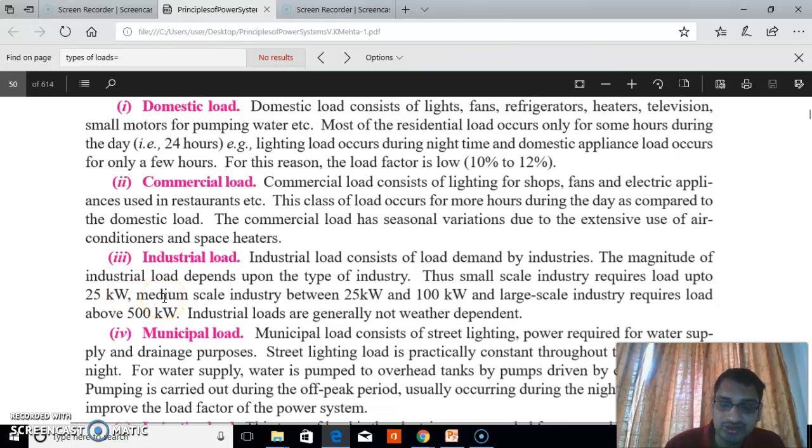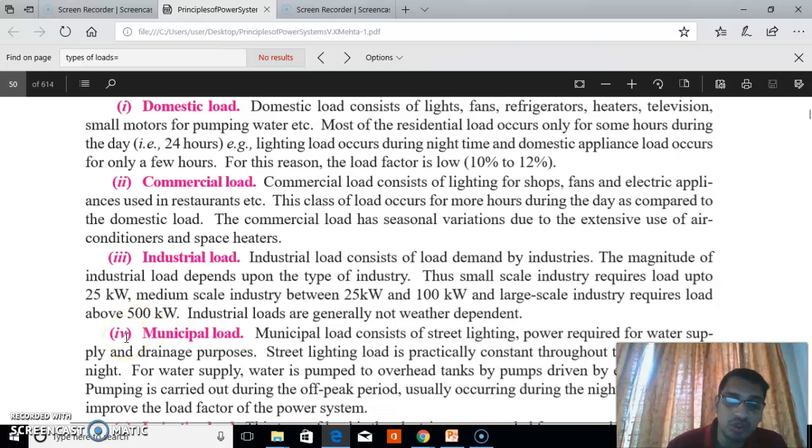Medium scale industries consume power between 25 and 500 kilowatt, not 100, 25 to 500 kilowatt. And large industries consume above 500 kilowatt. So these are the classifications of different industries. Industrial loads work in larger industries, and larger industries work 24 hours. So most of the loads are on throughout the whole day. That is the speciality of industrial load: the loads work 24 hours a day.